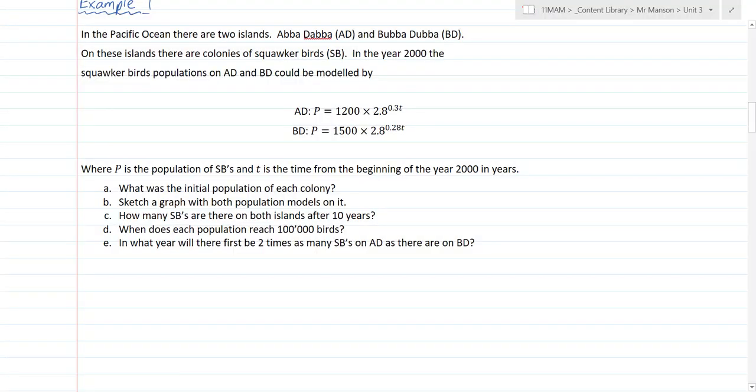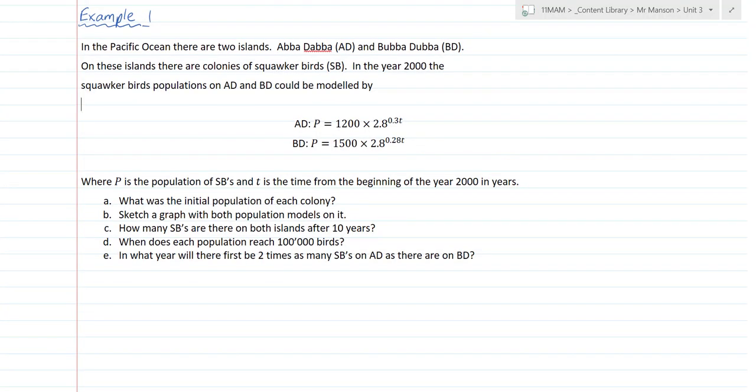Okay, example 1. In the Pacific Ocean, 2 fictional islands, Ubba Dubba and Bubba Dubba. I'm going to call them AD and BD for short. On these islands, there are colonies of squawker birds, which I'll call SBs. In the year 2000, the squawker bird population on AD and BD could be modelled by these 2 models.